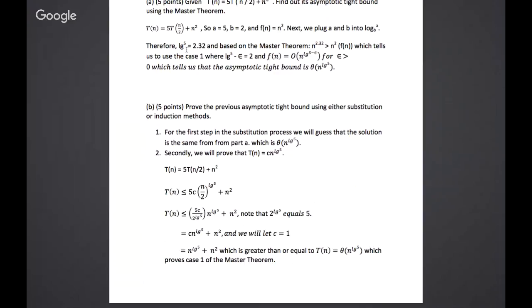And then we have a running equal sign. So we have cn to the log 5 plus n squared. We're going to let c equal 1, which then gives n to the log 5 plus n squared, which is greater than or equal to T(n). So T(n) equals theta of n to the log 5, which proves case 1 of the master theorem.